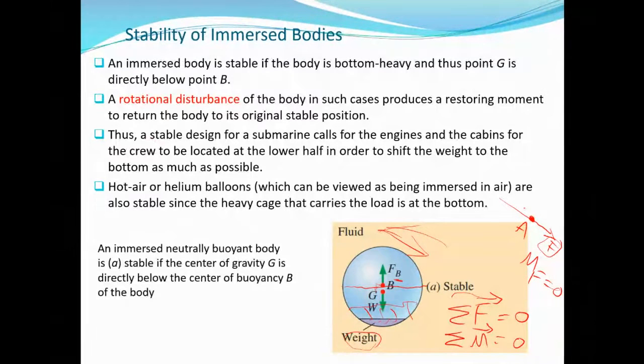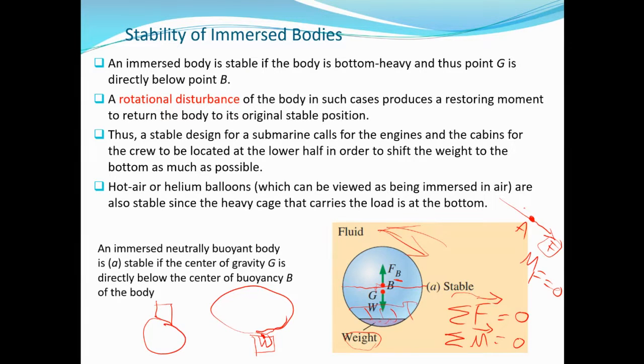Hot air or helium balloons, which can be viewed as being immersed in air, are also stable, since the heavy cage that carries the load is at the bottom. For a hot air balloon, you have the heavy cage that carries the load, then you have the balloon. So the cage carries most of the weight, and that is why it is stable. It doesn't tilt or move upside down. It doesn't become capsized in air at all, because the center of gravity is lower.